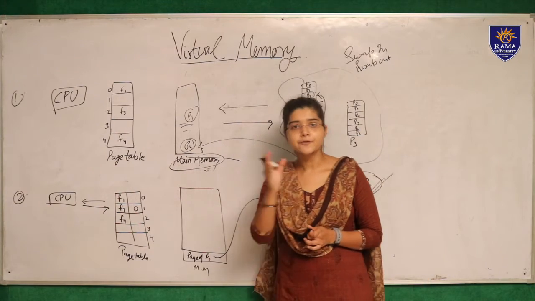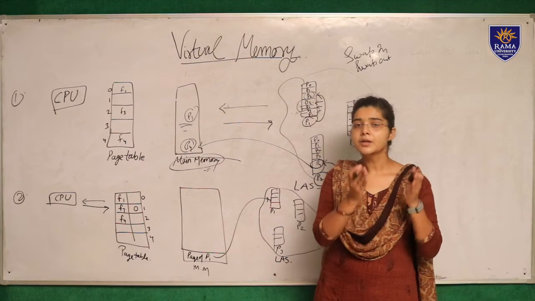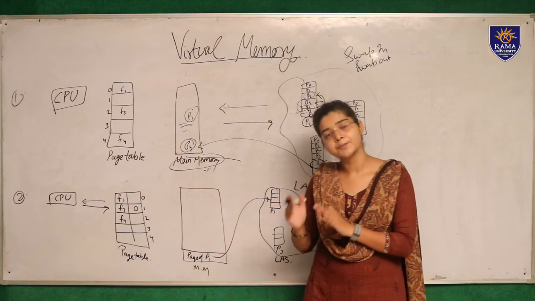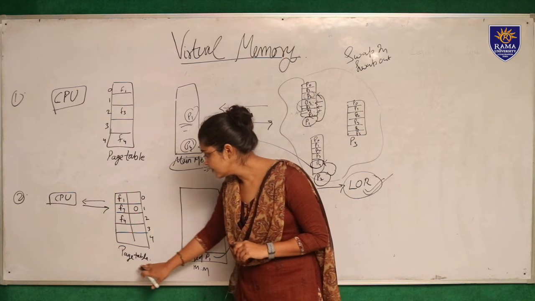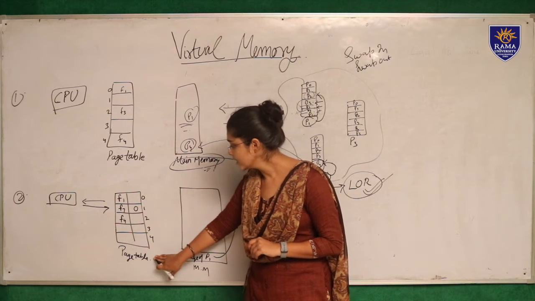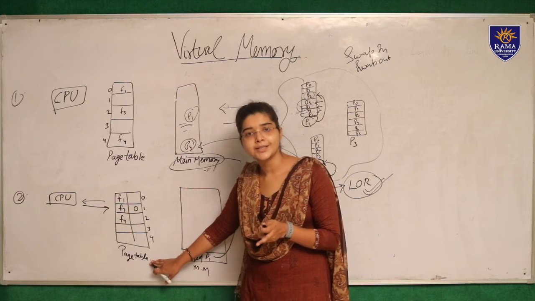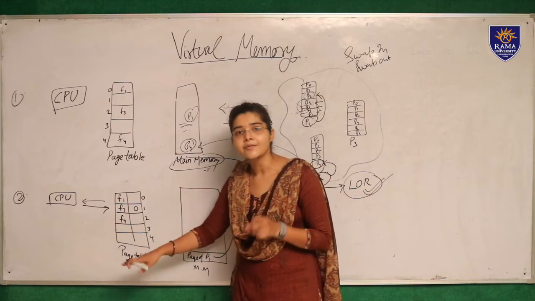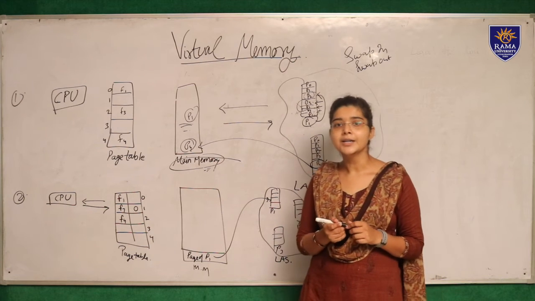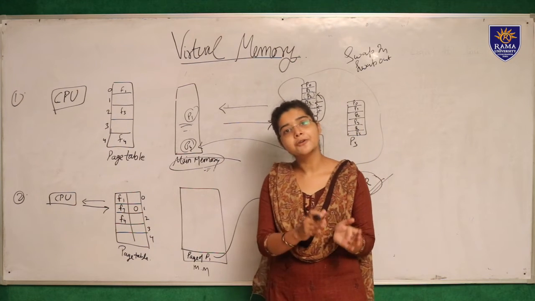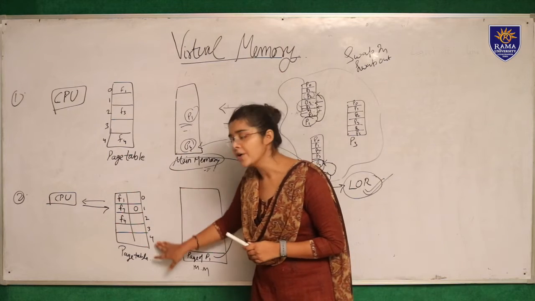Second point, same concept: if the CPU demands page P2 of process P1, firstly it will again search the page table. It is not here. If that particular page is not in the page table, it is called a page fault, or it generates a trap equal to page fault. Page fault means whatever page is not here.